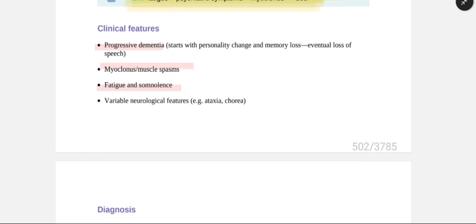And this disease also causes rapid deterioration in cognitive function, leading to severe dementia and other features like ataxia and chorea. So the first thing is progressive dementia that starts with personality change and memory loss and even loss of speech. Neurological symptoms like myoclonus, muscle spasms, problem in coordination and balance, fatigue, somnolence, all of these things.